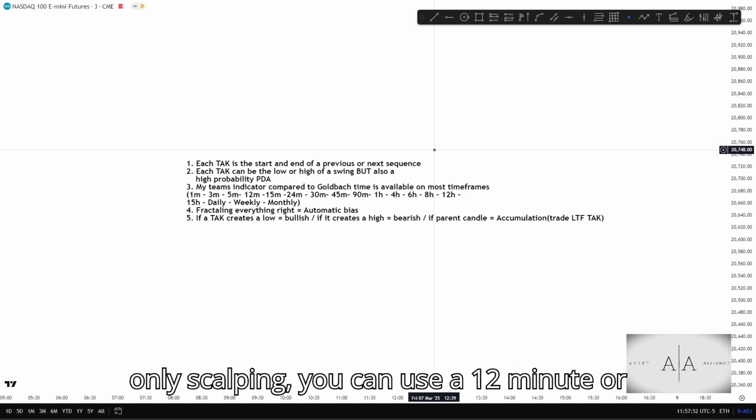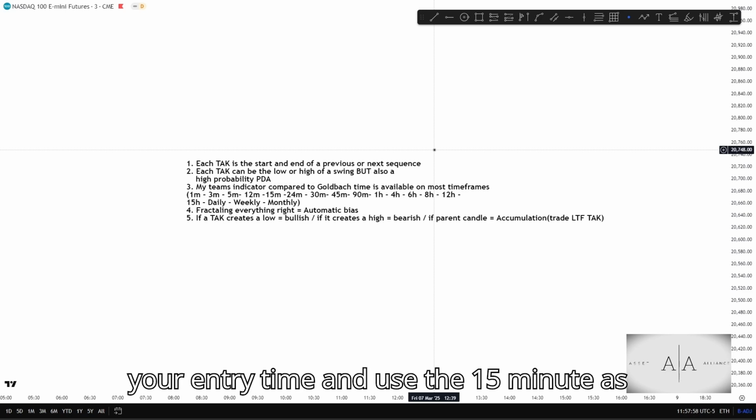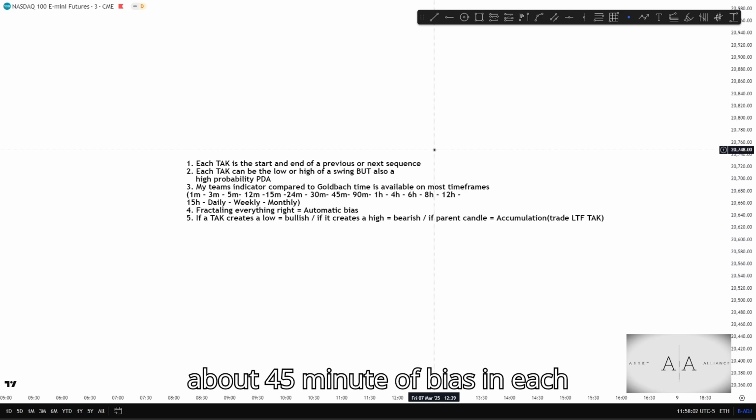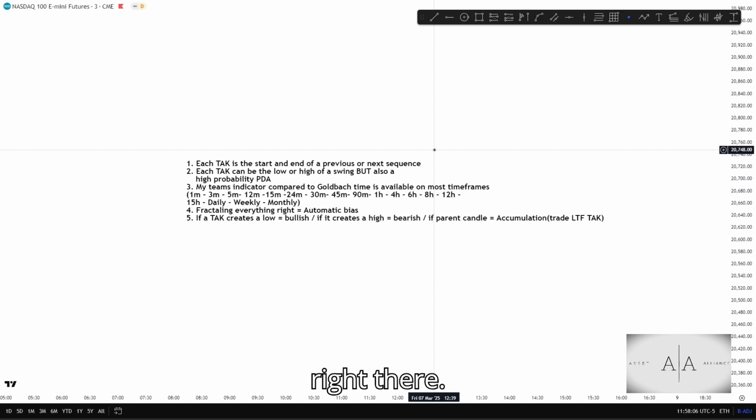Now, if you're only scalping, you can use a 12 minute or 15 minute and just use the 1 minute as your entry time and use the 15 minute as your bias, so you'll have about 45 minutes of bias in each sequence and just try to scalp everything right there.